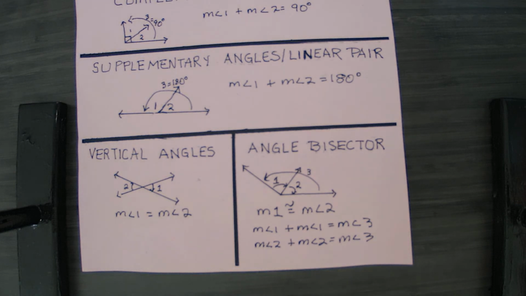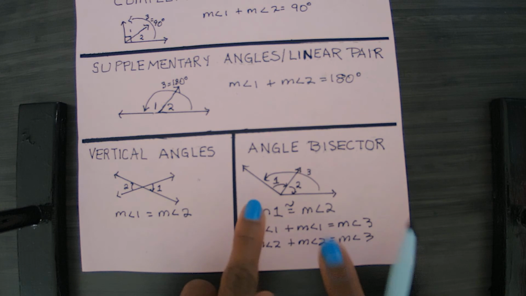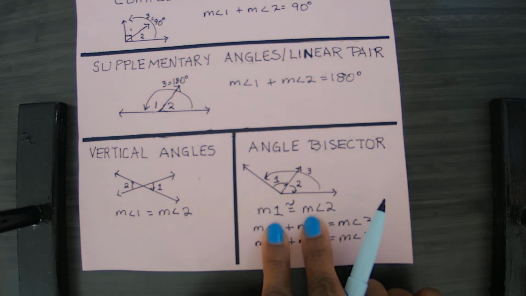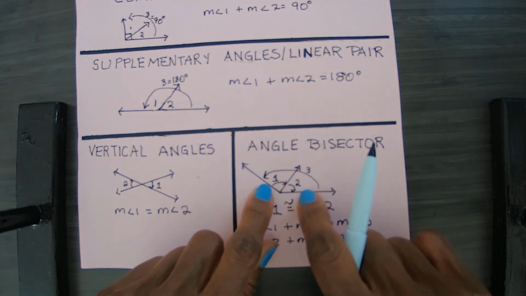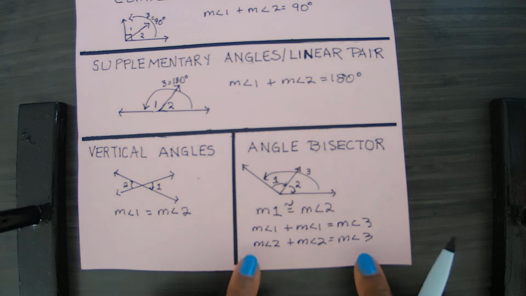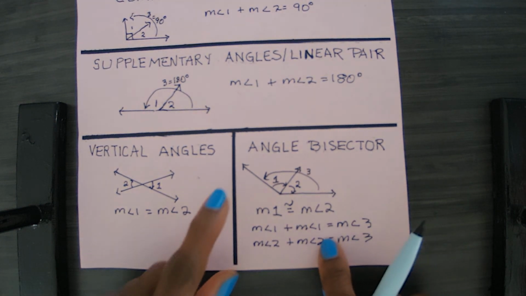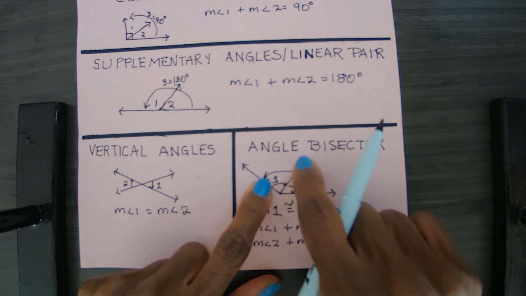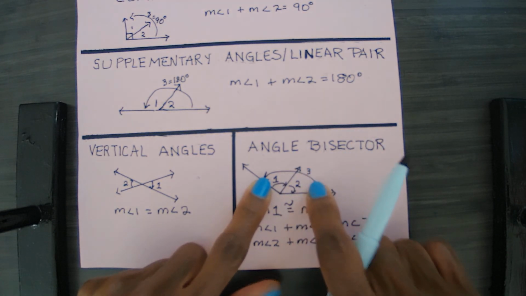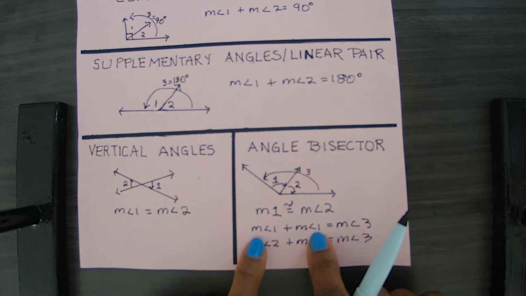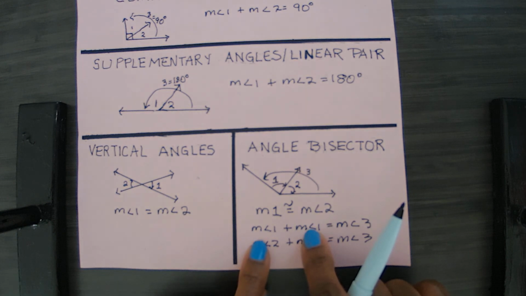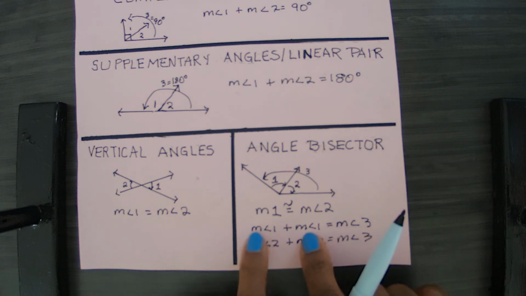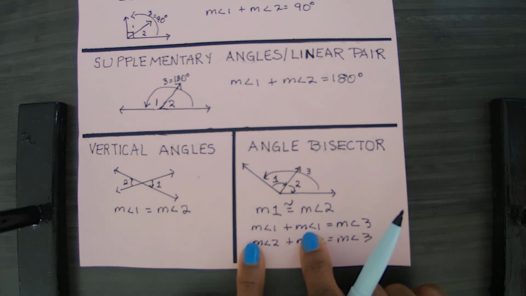To set up an equation, you could say the measure of angle 1 is equal to the measure of angle 2 if the only thing that you're given is angles 1 and 2. But sometimes they'll give you the measure of angle 1 and the larger angle, angle 3. What you have to remember is that angles 1 and 2 are congruent, which means the measure of angle 1 plus the measure of angle 1 is equal to the measure of angle 3.